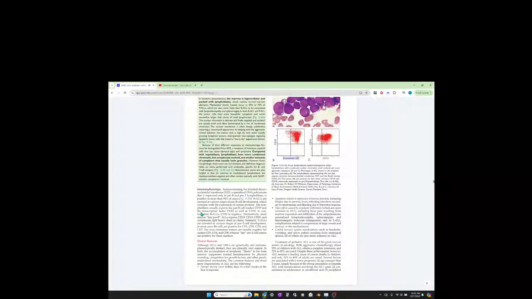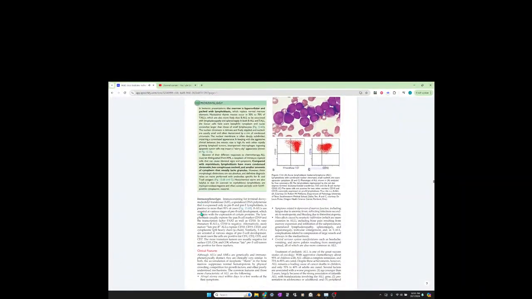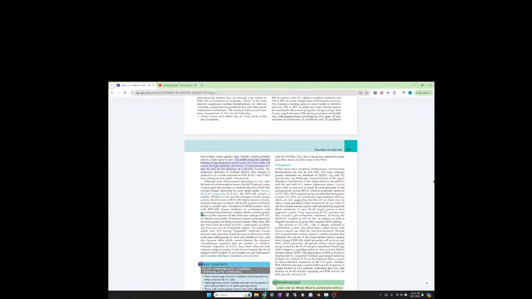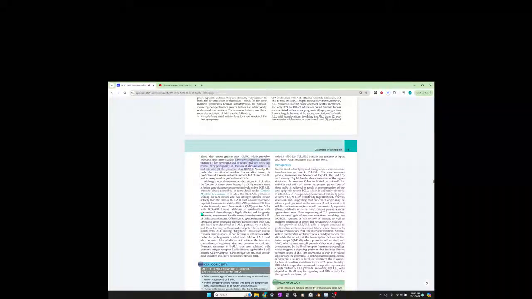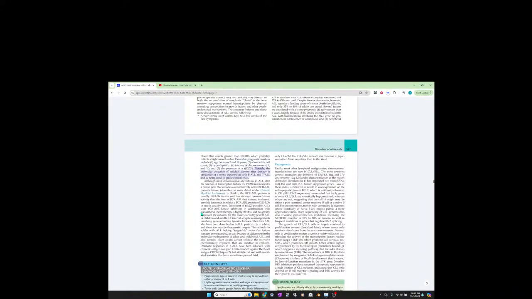And peripheral intracellular TdT, CD19. Blood blast counts greater than 100,000, which probably reflects a high tumor burden. Favorable prognostic markers include age between 2 and 10 years, a low white cell count, hyperdiploidy, trisomy of chromosomes 4, 7, and 10, and the presence of a t(12;21). Notably, the molecular detection of residual disease after therapy is predictive of a worse outcome in both B-ALL and T-ALL and is being used to guide clinical trials.